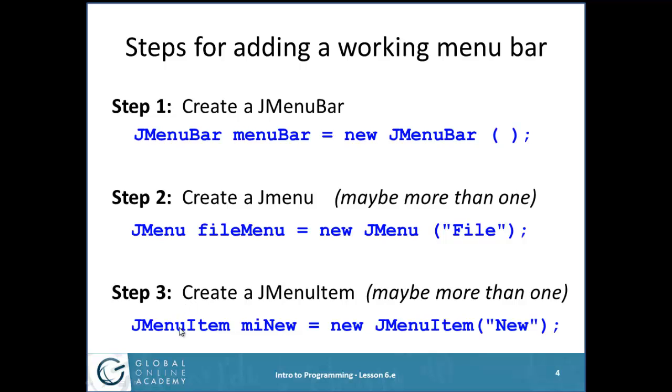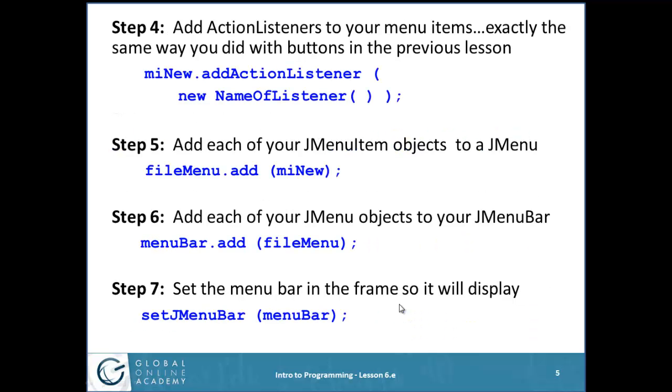Next step, create all my menu items. There might be more than one. There probably is more than one. Each menu item is a JMenuItem. Give yourself an object name and create it as a new JMenuItem, giving it whatever the text is that you want to have show up. So if I've got a menu bar where I click on File, and once I click File, I get a drop-down list that includes New, I'd use the code shown on this screen. Okay, that makes it look like what you want.